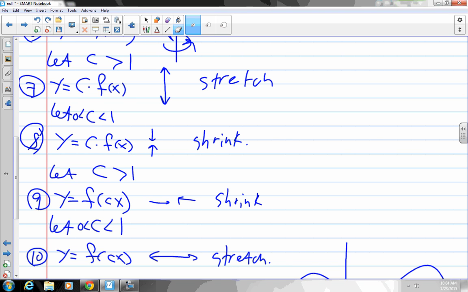So yeah, if you mess with the y, things change along the vertical axis, as expected. If you mess with the x, things change along the horizontal axis, kind of opposite of what you expect. All right? Okay, good. I'm done.